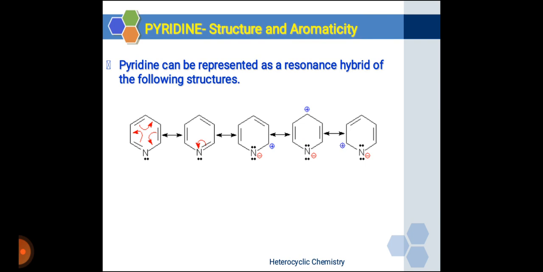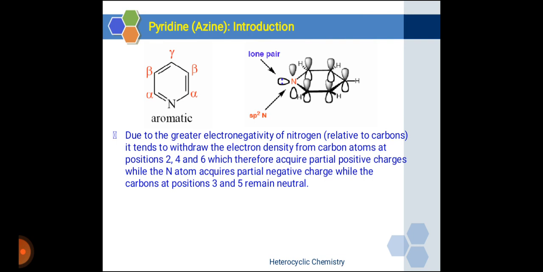Then, another name of pyridine is azine. The introduction of pyridine here: pyridine has very good aromatic nature. Here 3 positions are involved. One is nearby the nitrogen atom, which acts as the alpha position, followed by the beta position, then the gamma position.